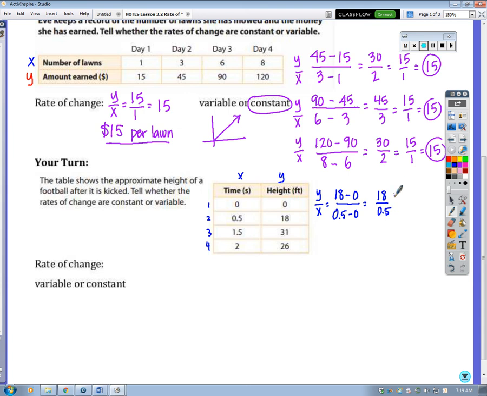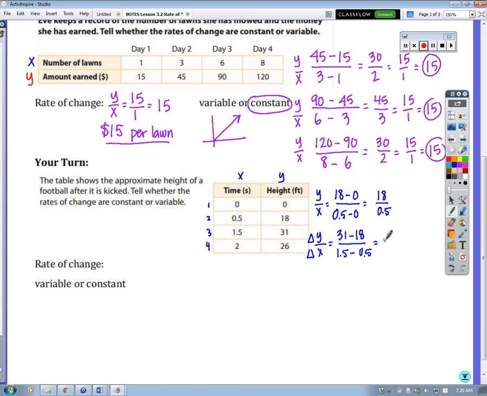Okay, and I can go ahead and simplify that down, but I'm going to leave that there for now and move on to the next one, comparing my y and x. A lot of times you'll see change in y over change in x written this way. That little triangle means change. So I'm going to look at my y3 value, my third height, which is 31 feet, minus my second height, which is 18 feet. And I'm going to make that a ratio of time. So my x3 value, my third time value, is 1.5, minus my x2 value, my second time value, which is 0.5, or 5/10. And I'm going to subtract that out.